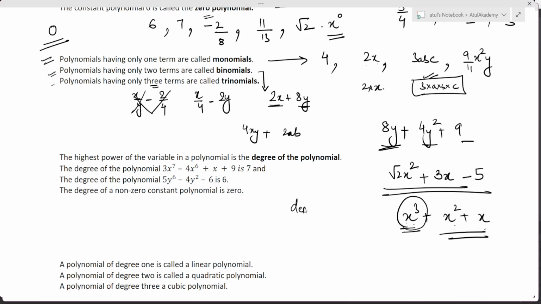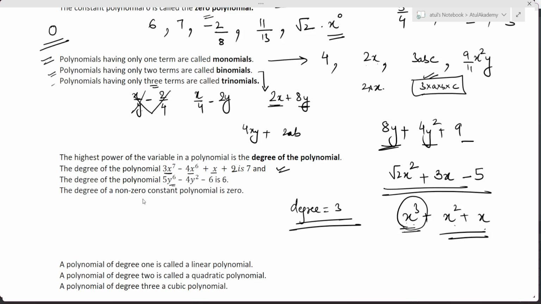So the degree of this polynomial is 3. Let's take this polynomial. If you talk about over here, it is 3x^7 - 4x^6 - x + 9. So the degree of this polynomial is 7 because the highest power of x is 7. In this question, it is 6.